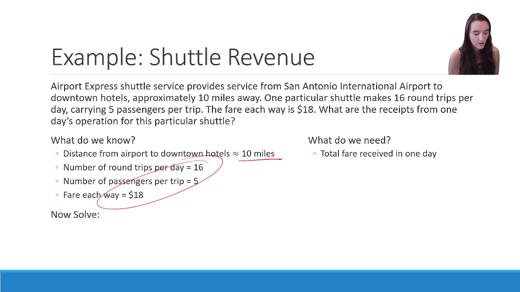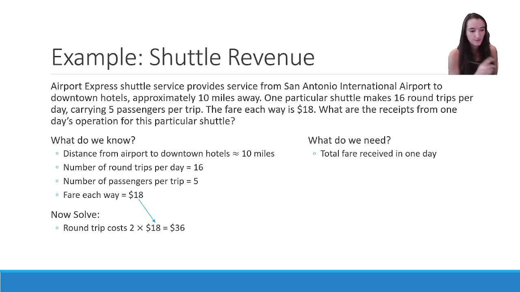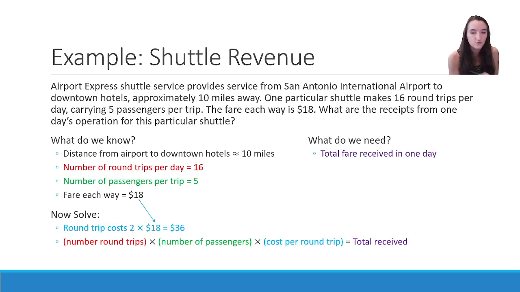And the fare each way is $18. So, in fact, the round trip would be $36. There's a little tricky part here, a common mistake that could hang you up. Now, to figure out the total received each day, we take the number of round trips times the number of passengers times the cost per round trip. That'll get us our total.